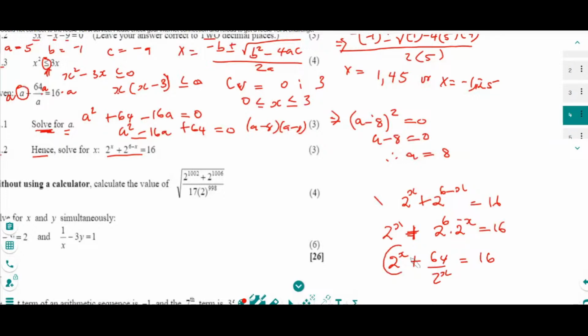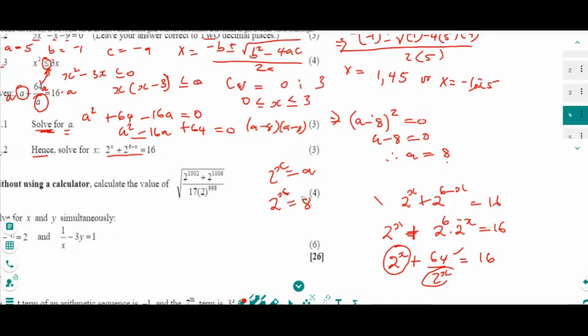Then when I compare this equation with the first one, I can see that this a can be represented by this 2 to the x. This a here is also 2 to the x. I have a 64 there, there is a 64, then I have a 16, and there's a 16, which means my a is the same as 2 to the x. So 2 to the x is the same as a, but from the previous question, our a is 8, which means 2 to the x is equal to 8.